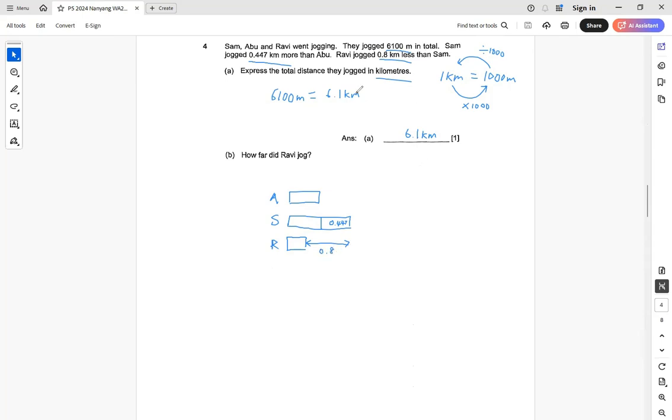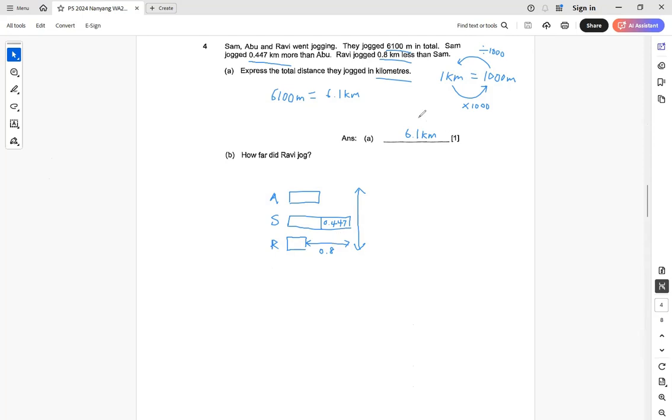So it tells us, remember, the total is given to us. We found it in km. So this one and this one are both in km. Wait, let me write this clearer. So you can see this one is in km. So this one is 0.447.